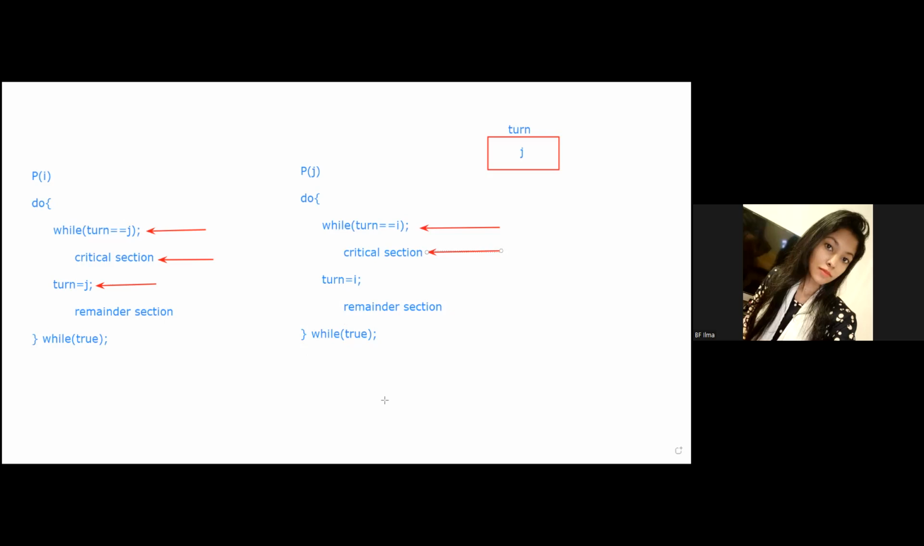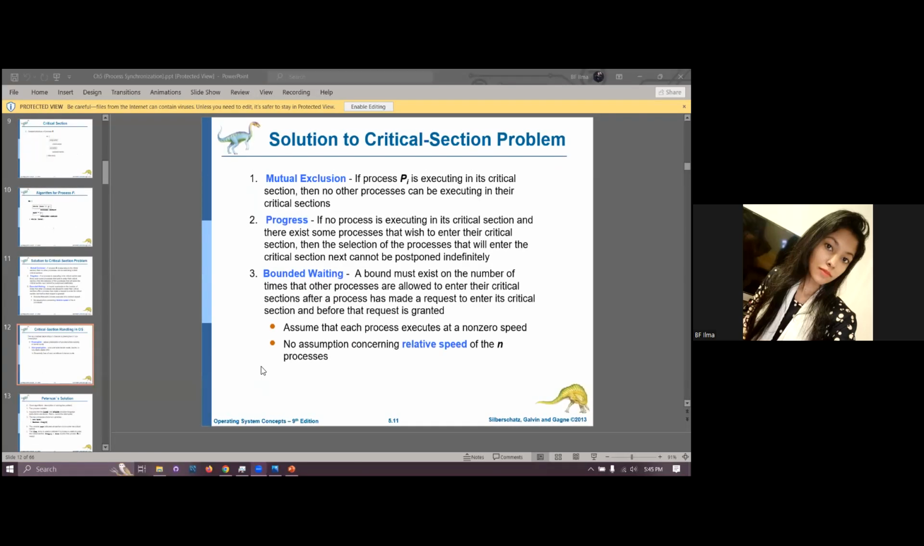In the slides, there are some conditions here. These are the three conditions that are necessary for an ideal solution to the critical section problem. So you have to remember this. The first thing is mutual exclusion, which is what we talked about: when a process is executing its critical section, we cannot allow any other process to execute their critical sections as well.